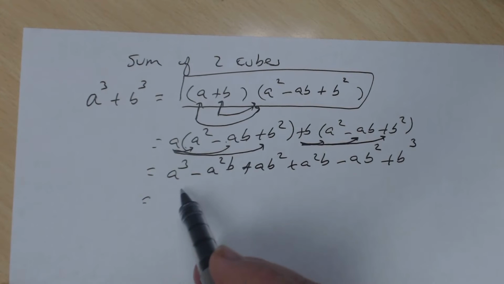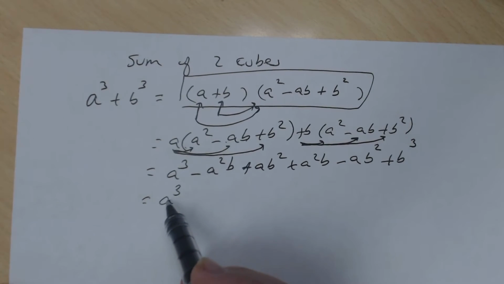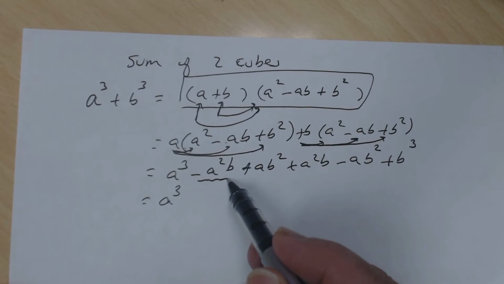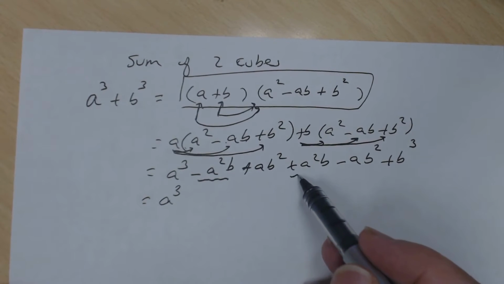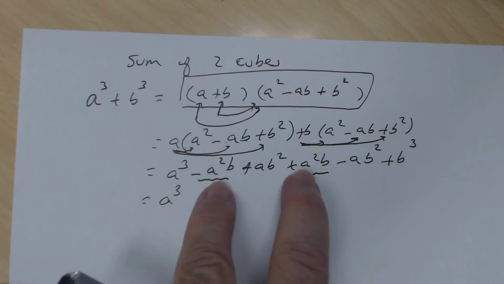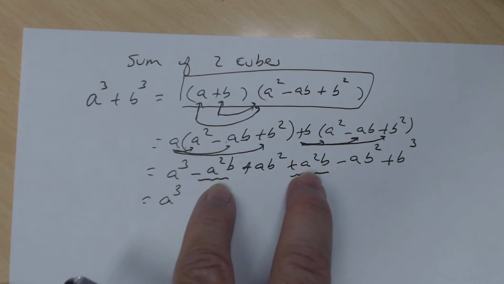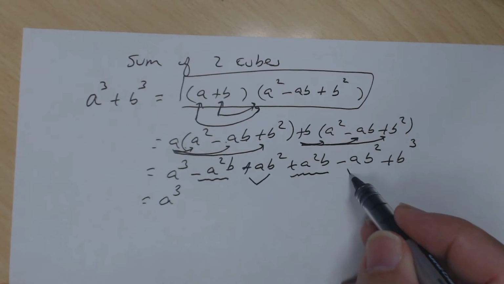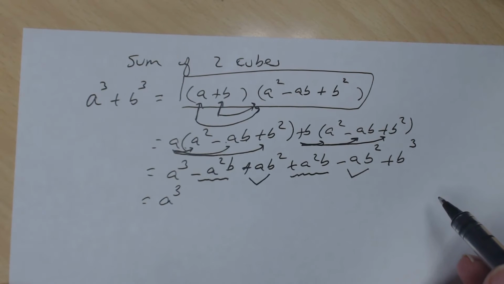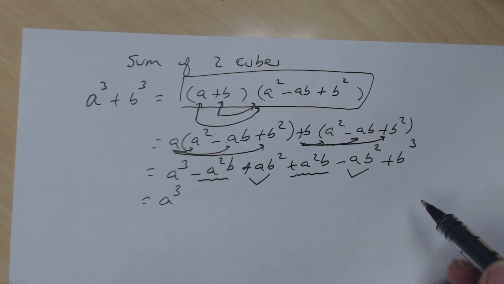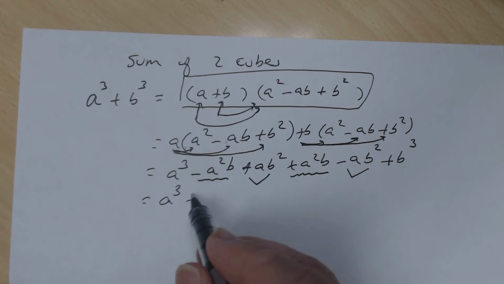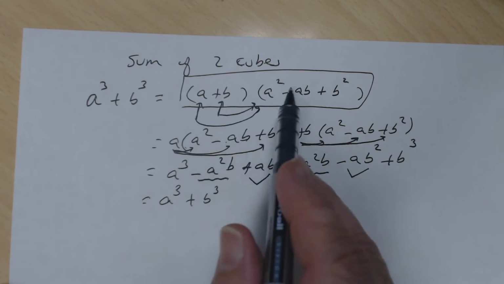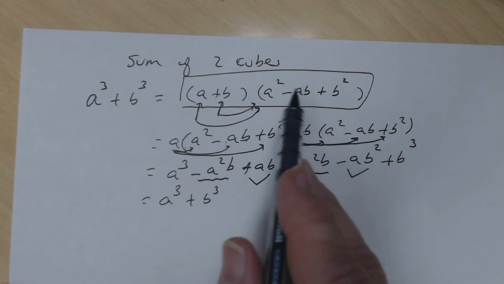Okay, combining like terms, I get a cubed. Over here, this negative a squared b and this positive a squared b, when I add them up, I get 0. A positive ab squared and a negative ab squared is 0 as well. And all you're left with is plus b cubed, and that's what you wanted to come up with. So this is how you factor the sum of two cubes.